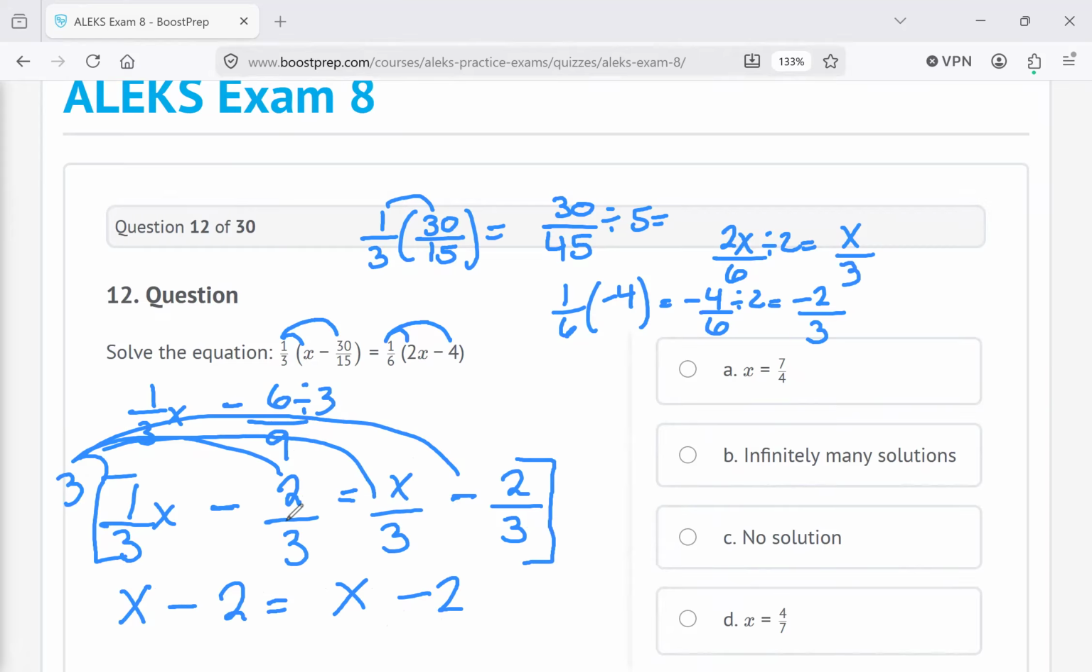As you can see, the left equals the right. If you have a true statement, there are infinitely many solutions. If it was a false statement, for example 5 equals 3, it would be no solution. But ours is a true statement, so it's infinite.